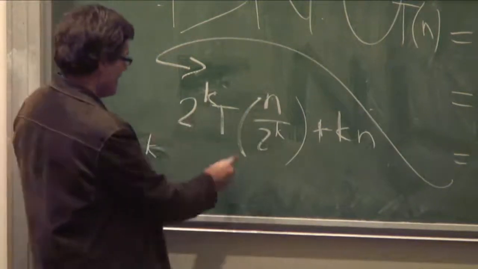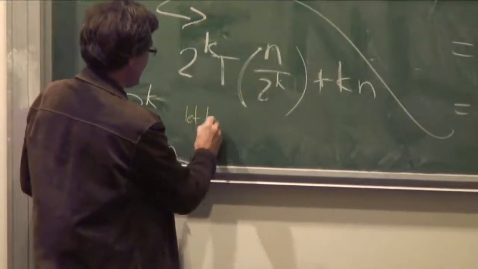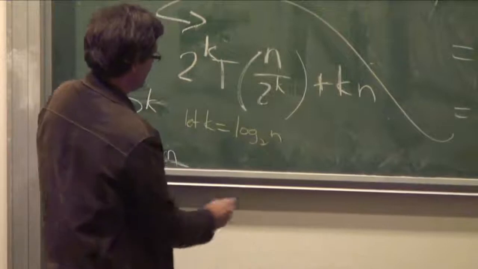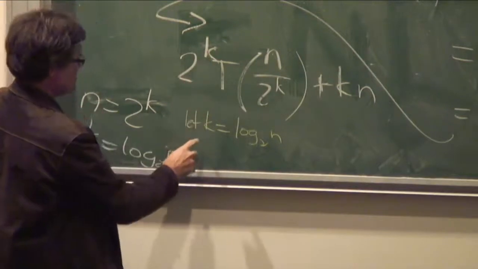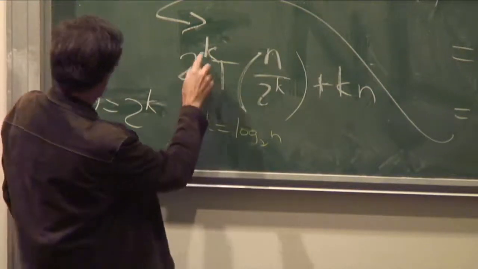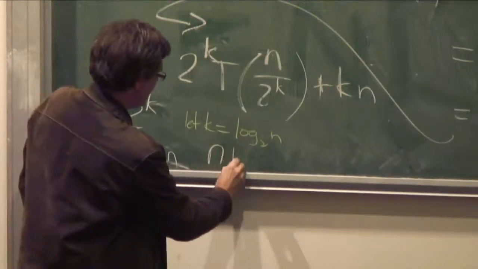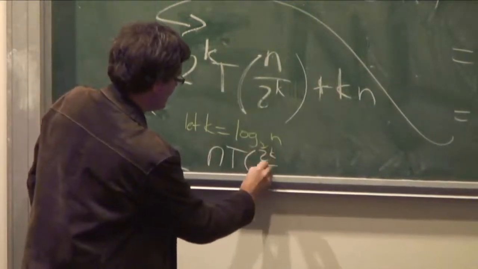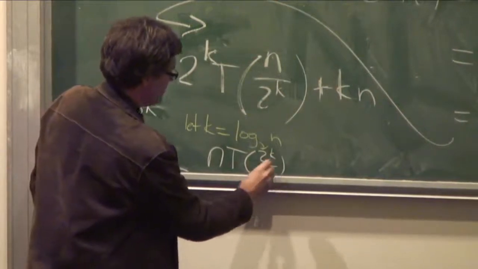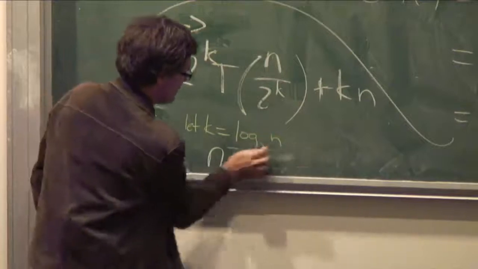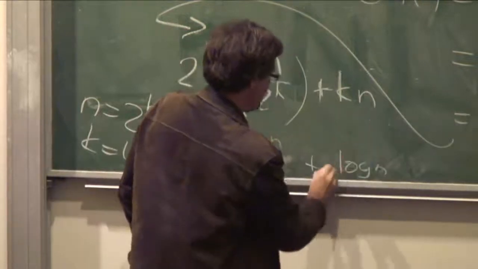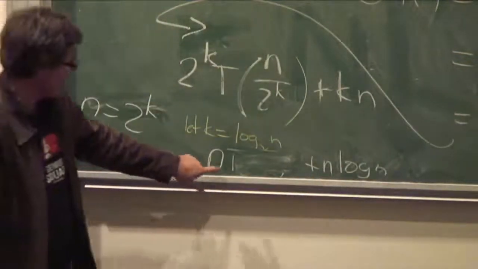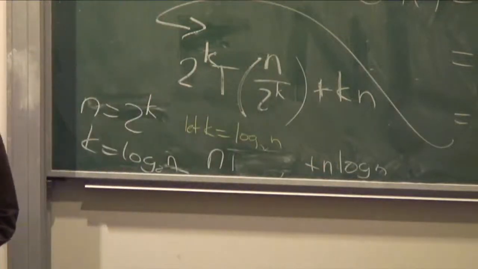So if I do it that many times, if I say, oh, well, let's let k equal log to the base 2 of n, then I'm going to get 2^k, which is equal to n, times T(2^k/2^k), which is T(1), and T(1) is 1, so it's just n, plus k, what's k? Log n times n. So the amount of work that merge sort will do will be n plus n log n. Whew. Does that make sense? I hope so.